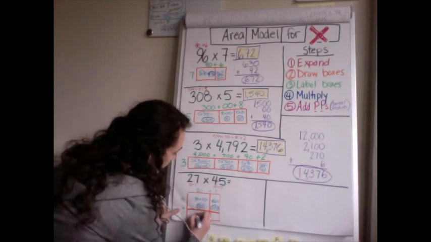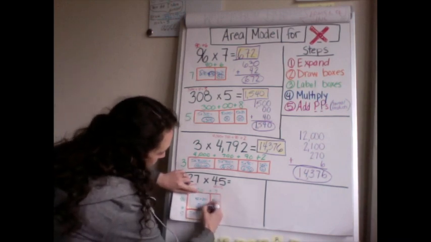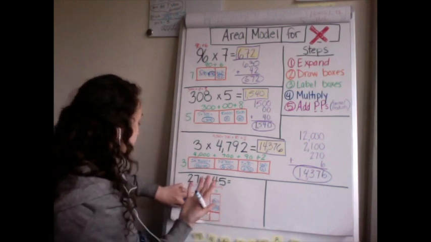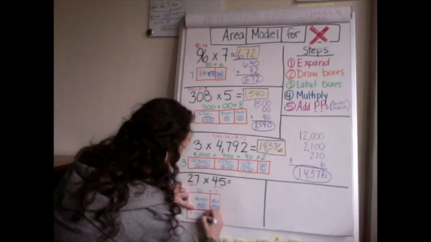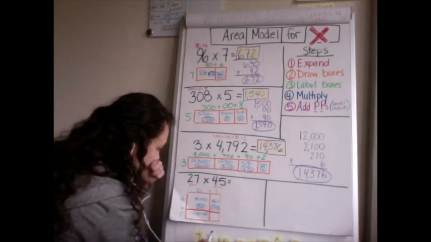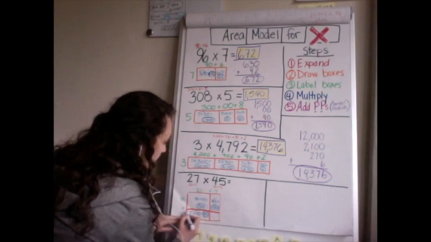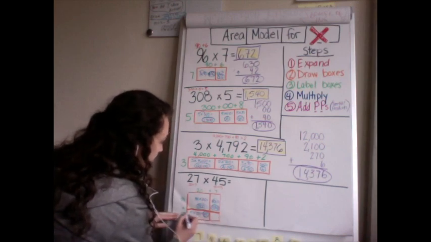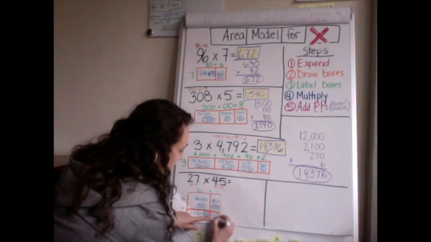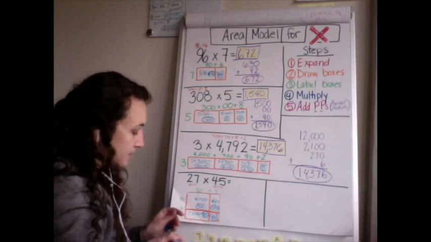So I have 5 times 20. 20, 40, 60, 80, 100. So that 0 goes there. And then 5 times 2 is 10. There's that partial product. And then bringing in my 1s times 1s box, my 5 times my 7 equals 35. So there's my partial products.